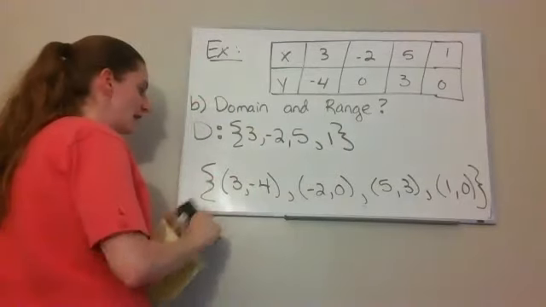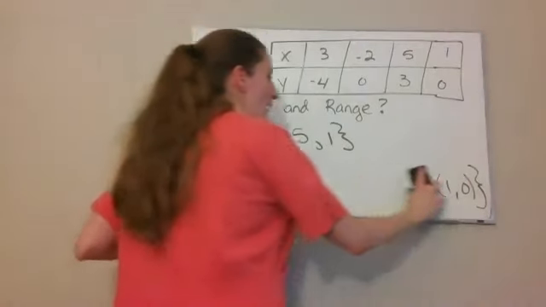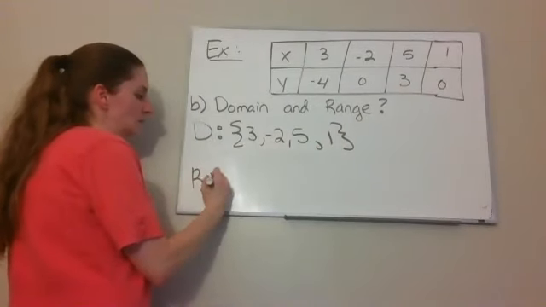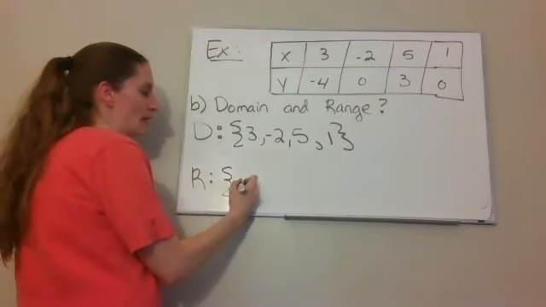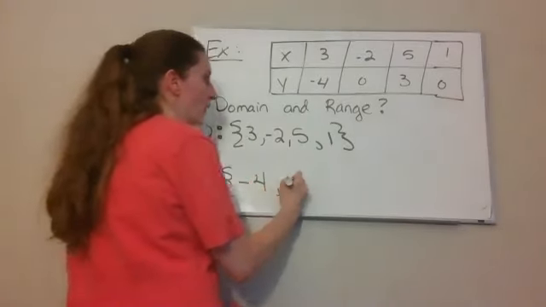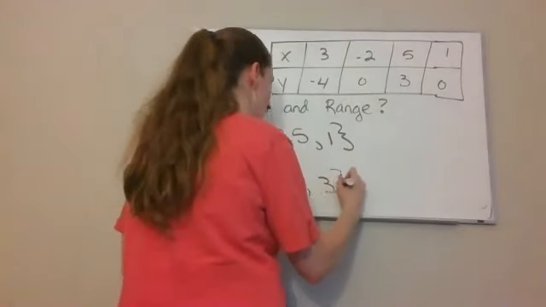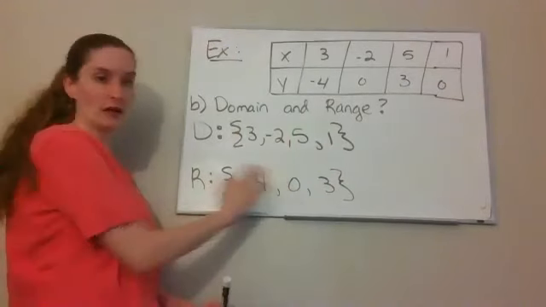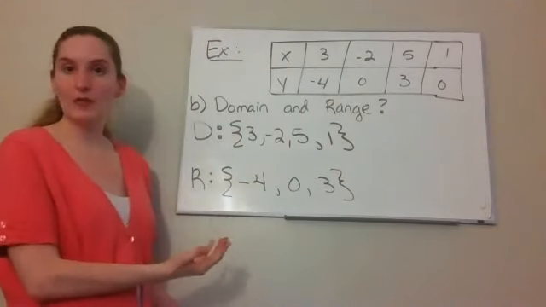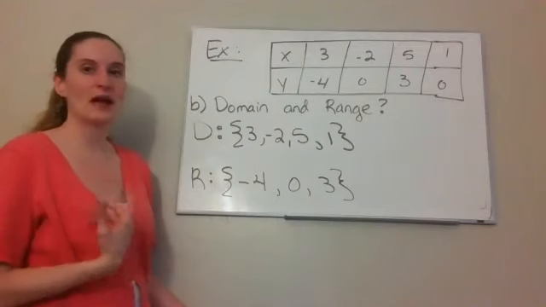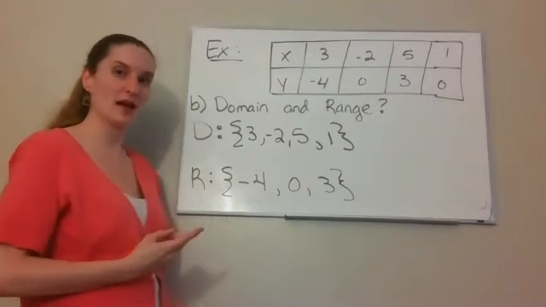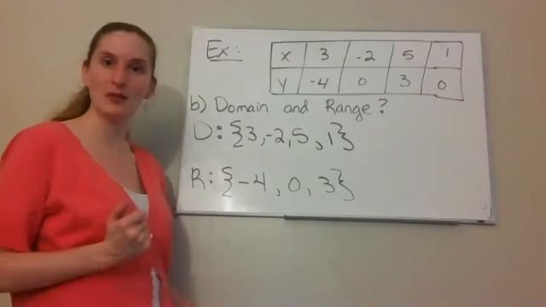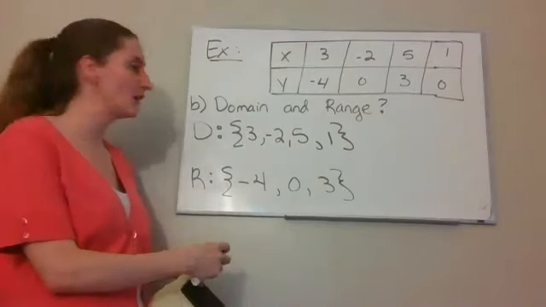And now for the range, we need all of our y values. And if I list all my y values, I have -4, 0, and 3. There's no need to write 0 down a second time because 0 is already represented in the set. When you're writing down a set of values, you don't have to repeat values. Just one time for each value is more than enough. Well, not more than enough. It's exactly what you need. Just one time for each value.